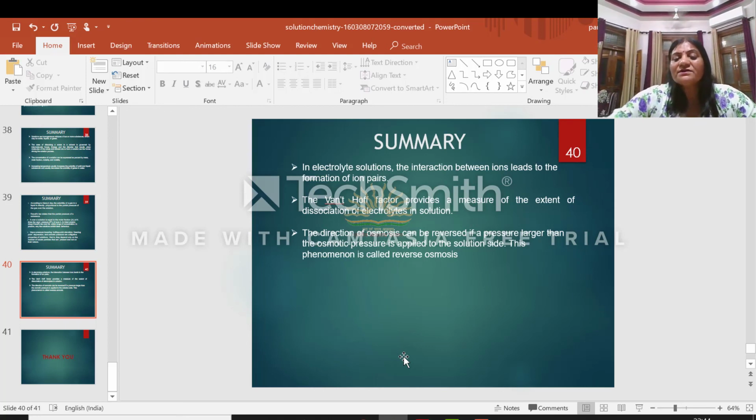In electrolyte solutions, the interaction between ions leads to the formation of ion pairs. The van 't Hoff factor provides a measure of the extent of dissociation or association of the electrolyte in the solution. The direction of osmosis can be reversed if we apply a pressure larger than the osmotic pressure on the solution side, and by this process, reverse osmosis, we can get potable water from sea water.